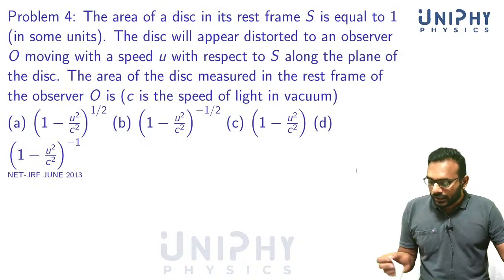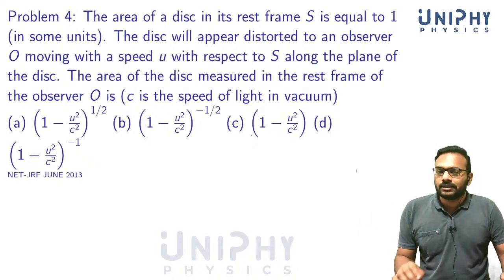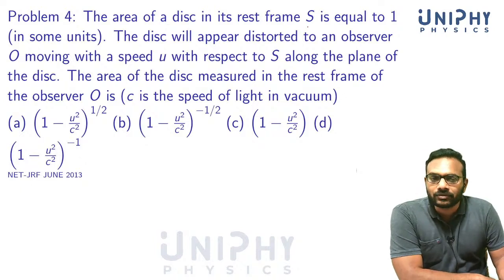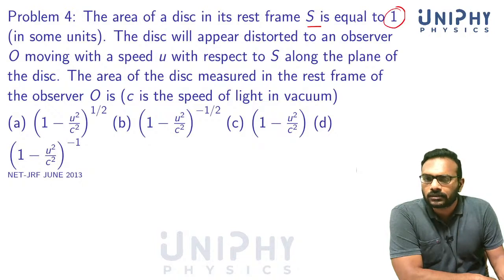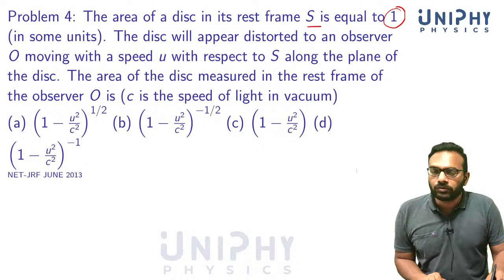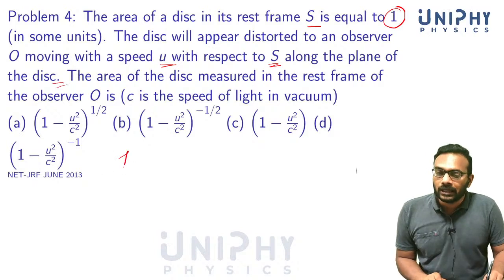And yet another problem from relativity: the area of a disk in its rest frame. The area of a disk in its rest frame S is equal to 1 in some units. The disk will appear distorted to an observer moving with the speed u with respect to S along the plane of the disk. Why? Because of length contraction.